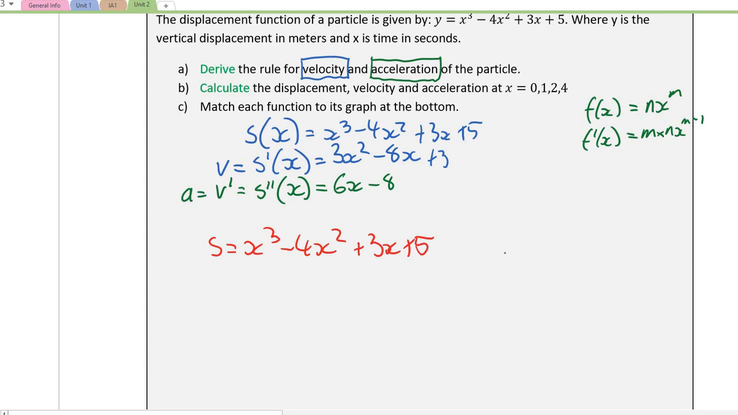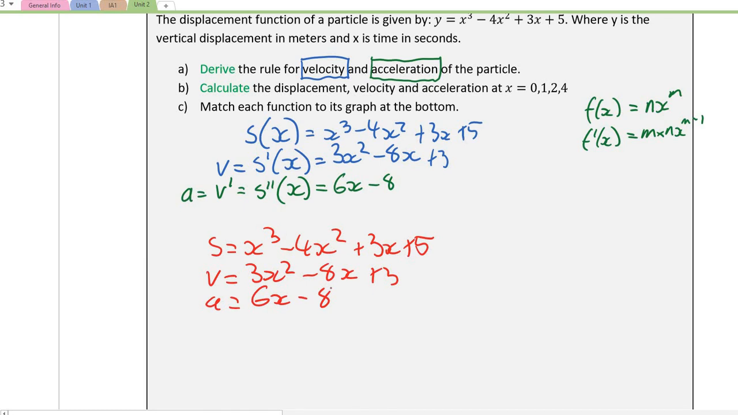So that's my displacement function. My velocity function now is 3x squared minus 8x plus 3. And my acceleration function is 6x minus 8.